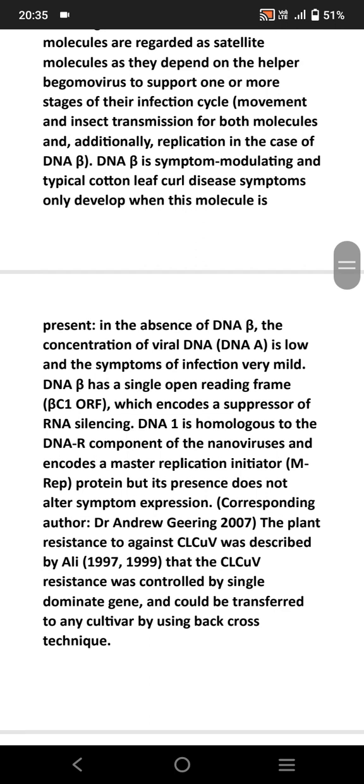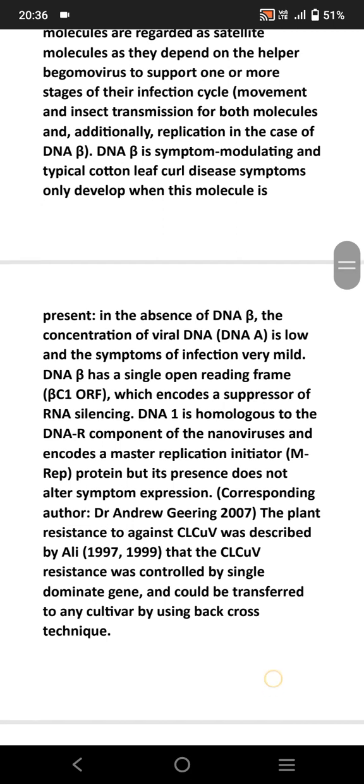Plant resistance against cotton leaf curl virus was described by Ali, 1997 to 1999, who found that cotton leaf curl virus resistance was controlled by a single dominant gene and could be transferred to any cultivar by using the backcross technique.